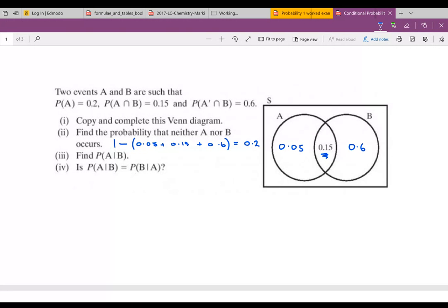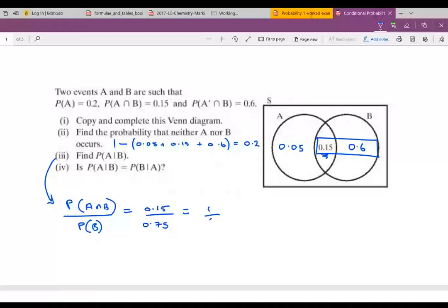Okay, right, find the probability of A happening given that B has already happened. So the probability of A intersection B, top line doesn't change, which is 0.15, over the probability of B. Now the probability of B, remember, is the total probability of B, which is 0.75. Pop that into your calculator and you're going to get a fifth.